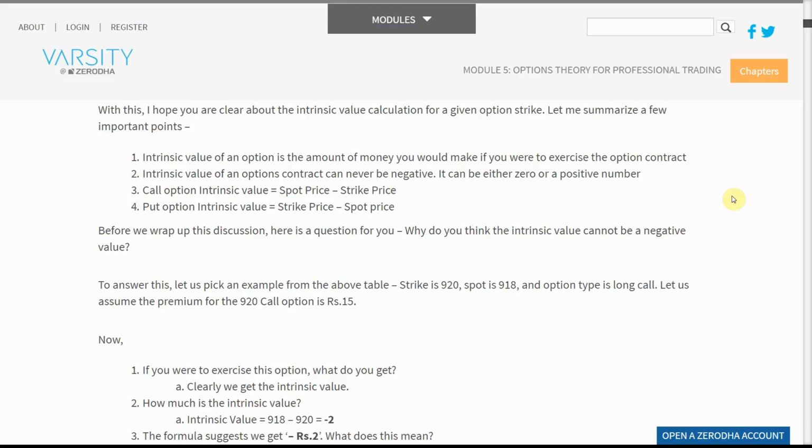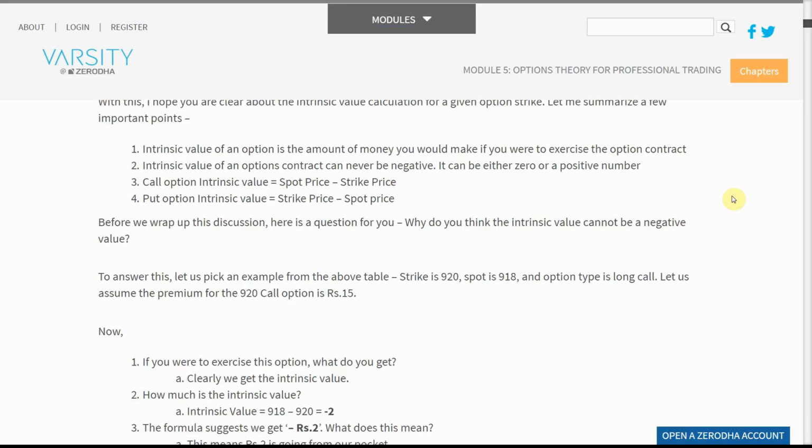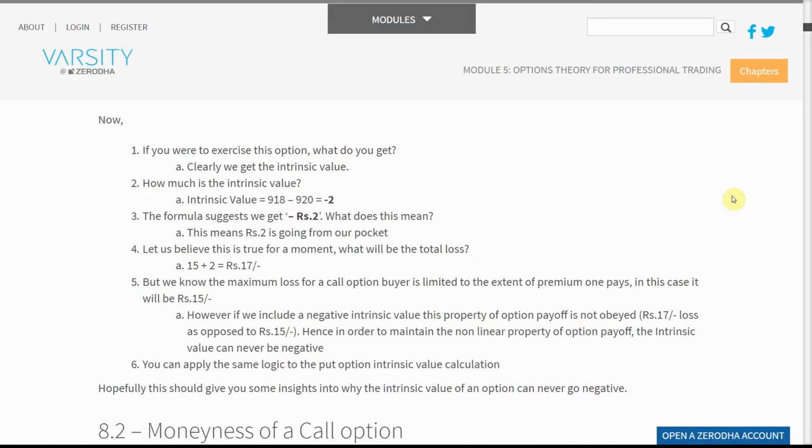Now, if you were to exercise this option, what do you get? Clearly we get the intrinsic value. How much is the intrinsic value? Intrinsic value equals 918 minus 920 equals minus 2. The formula suggests we get minus 2 rupees. What does this mean? This means 2 rupees is going from our pocket. Let us believe this is true for a moment.